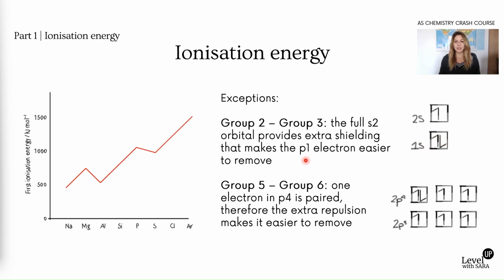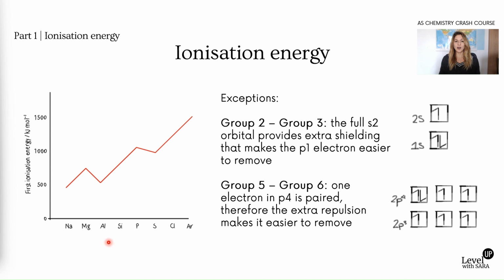Okay, so the p1 electron, like in this case of aluminum, it's group 3, it's p1. In this case, the electrons are a little bit further away from the nucleus, so they will be easier to remove. Between group 5 and group 6, there is one electron, as you can see, paired up. So the p4 electron is paired. Therefore, the extra repulsion would make it easier to remove.